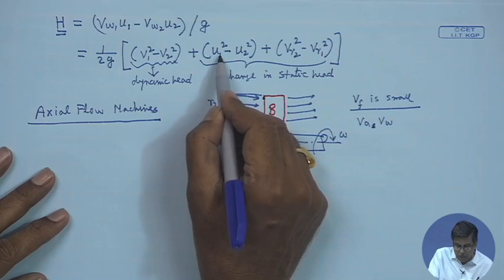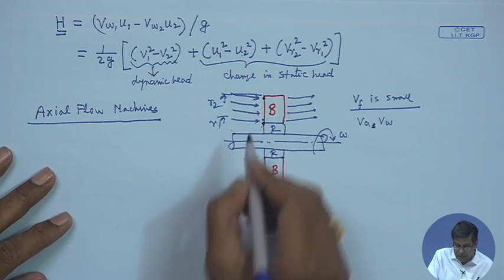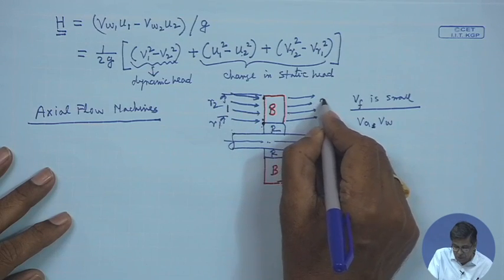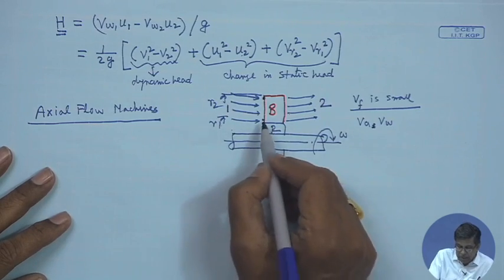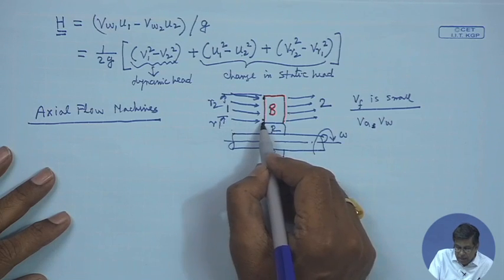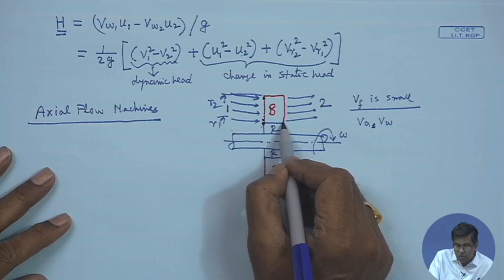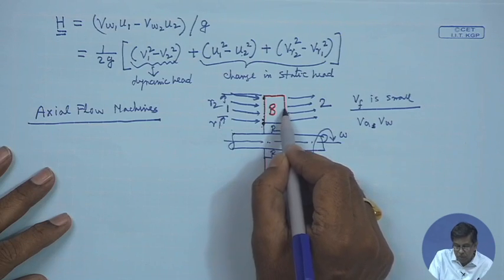Here 1 and 2 are the inlet and outlet, the nomenclature. Now, if we consider this as the inlet 1 and give the nomenclature 2 to the outlet, you see at inlet 1 the fluid enters from all radial locations. Similarly, at outlet 2, fluid comes out from all radial locations.